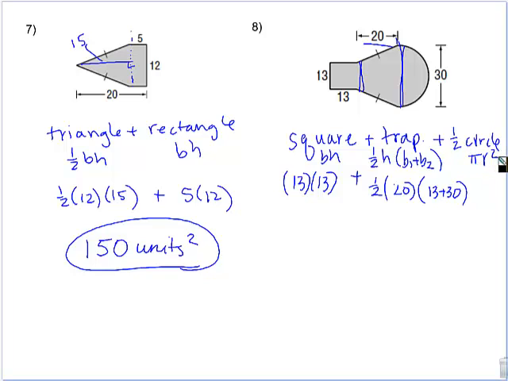Oh no, I'm running out of room. And then plus half the circle, so half pi r squared. What would be the radius? Yep, that radius would be 15, so pi times 15 squared. I'd say 13 plus 30. Yep. It is 952.4.